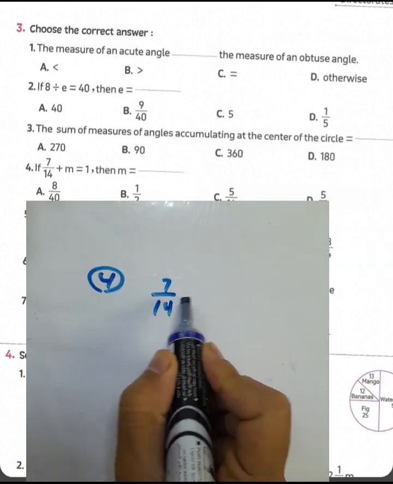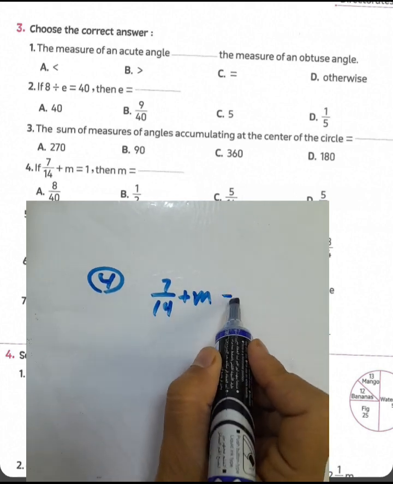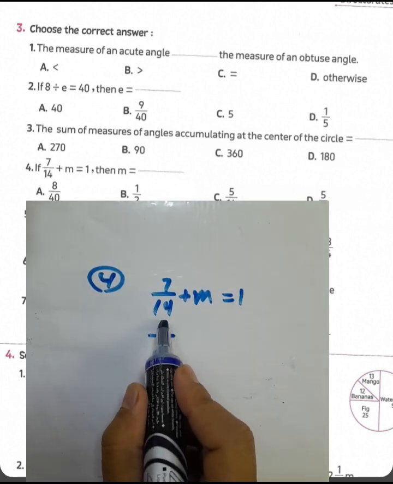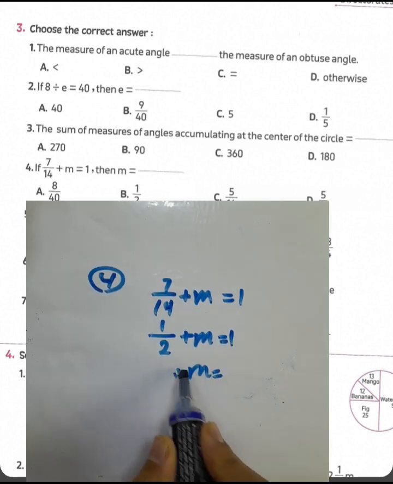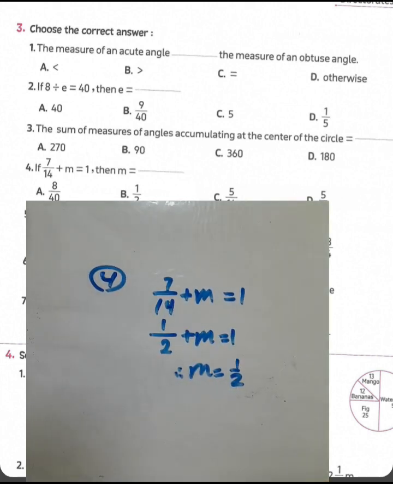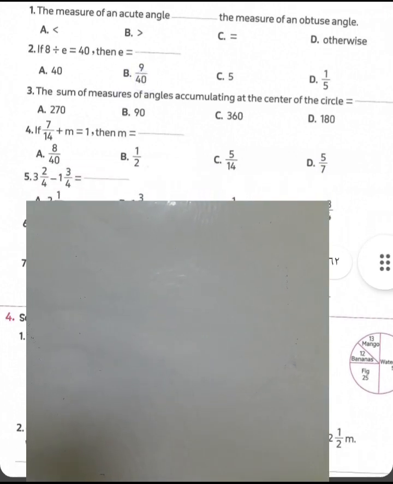Question number 4. 7 over 14 plus m equals 1, then 7 over 14 will be half. Half plus m equals 1, then the value of m will be half. Question number 5.